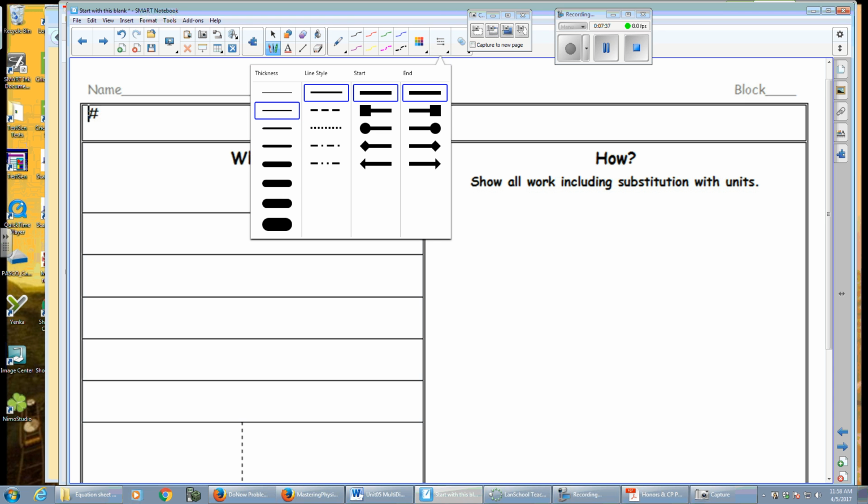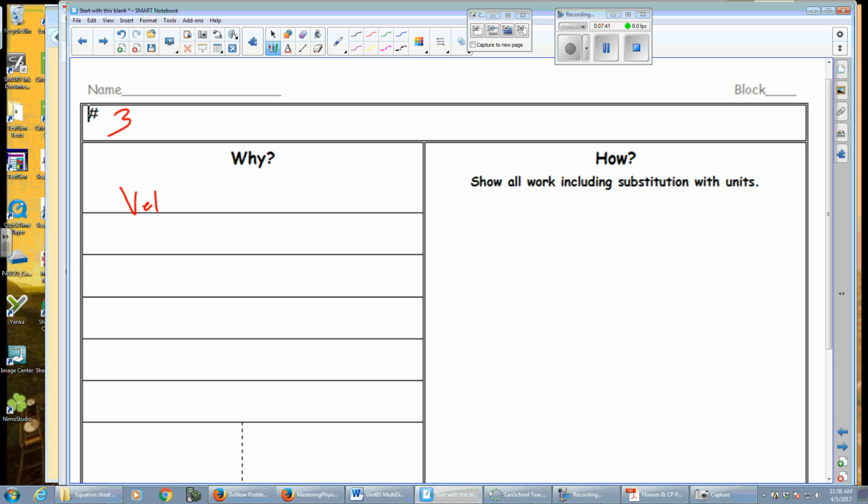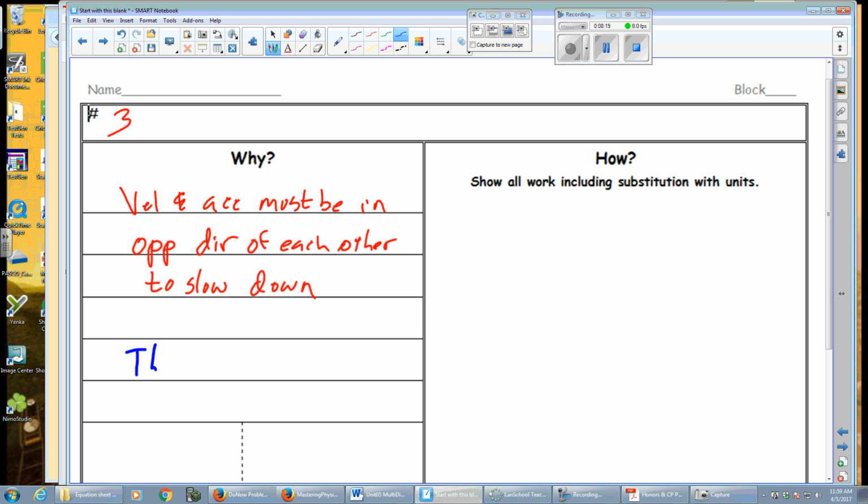So, this is number 3. So velocity and acceleration must be in opposite directions of each other to slow down. And the other thing I'm going to say is the larger the acceleration, the less distance needed to stop.